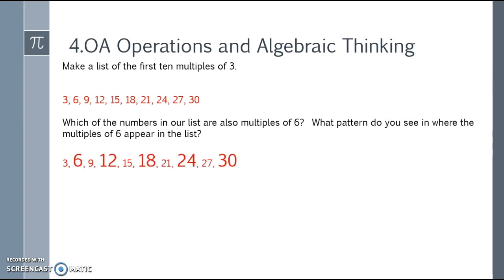So I rewrote the list and I highlighted the multiples of 6. 6, 12, 18, 24, and 30. I see that every other number is a multiple of 6 within my multiples of 3.